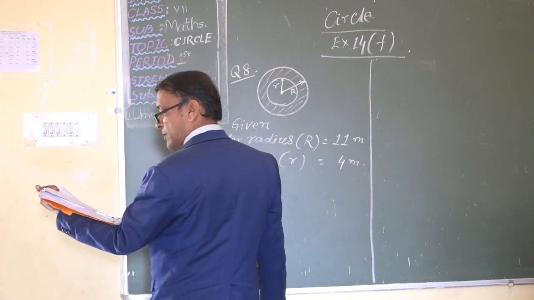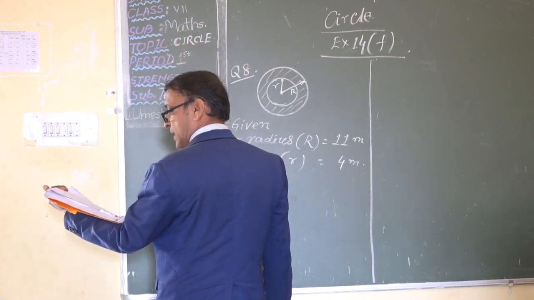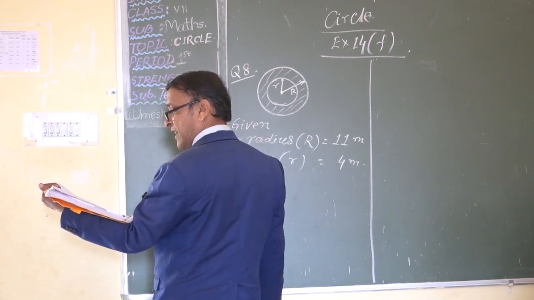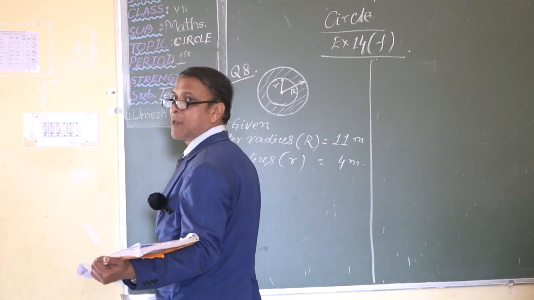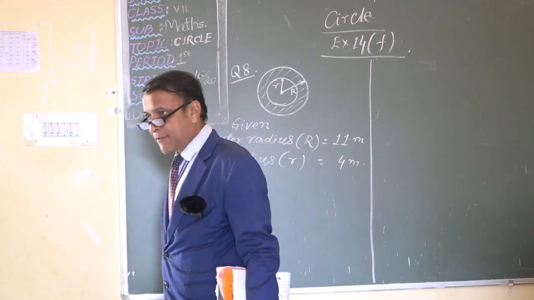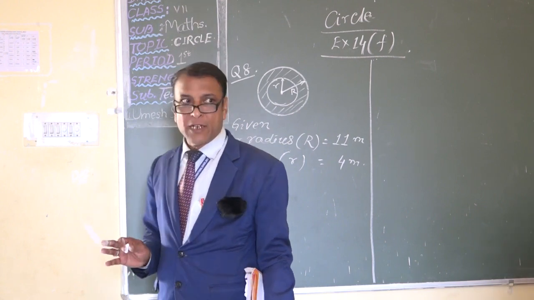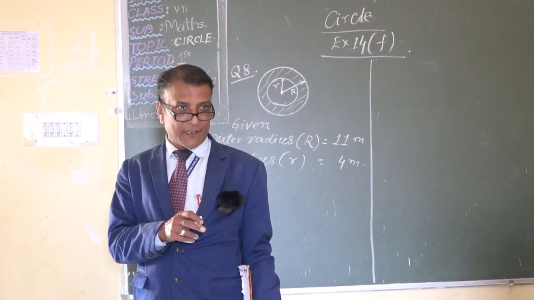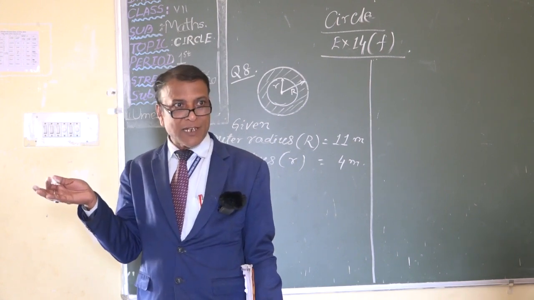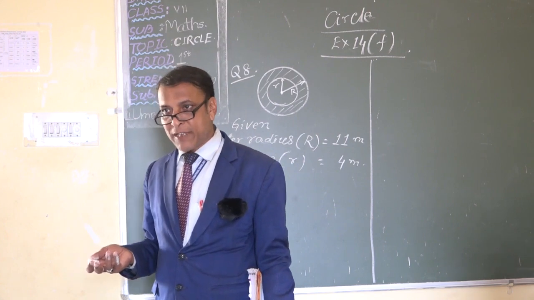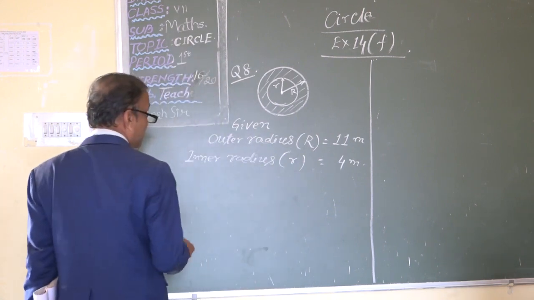It is asked to find the area, and after that the question also says find the cost of painting this ring at the rate of rupees 21 per meter square. So first of all we have to calculate the area. Whatever area we get in meter square, the cost for painting is 21 rupees each, so we multiply that by 21 to get the total cost of painting. So first we will find the area.